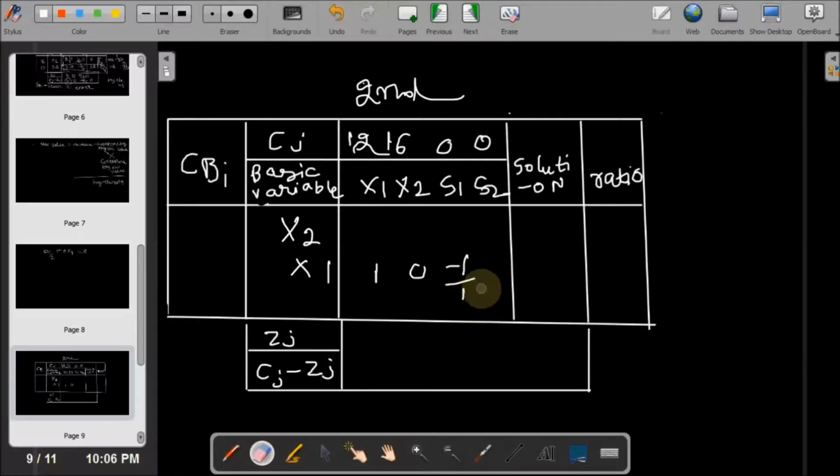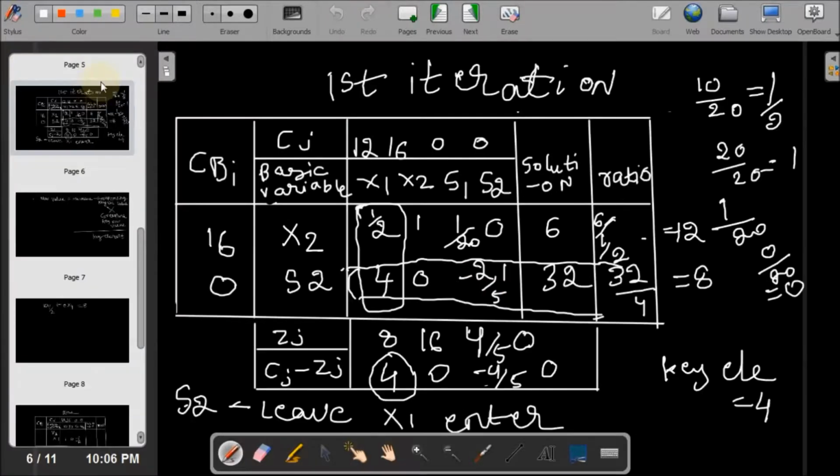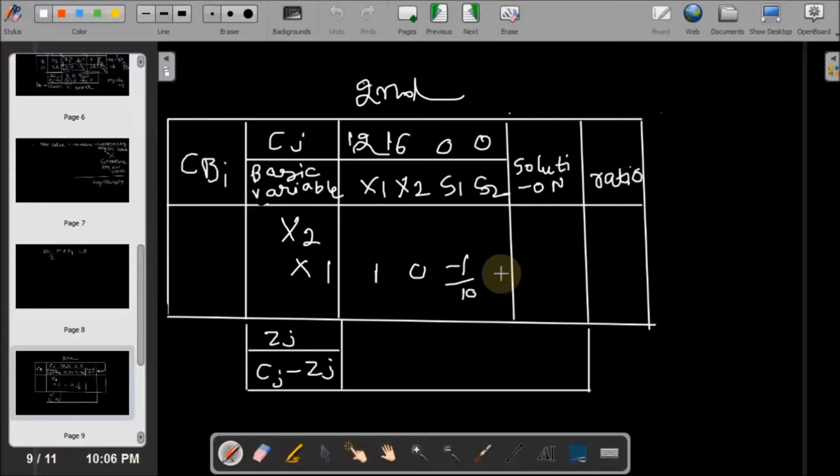Minus 1 by 10. What is that? So minus 1 by 10. So next, 1 divided by 4. So what is the value? 1 divided by 4 will be 1 by 4.